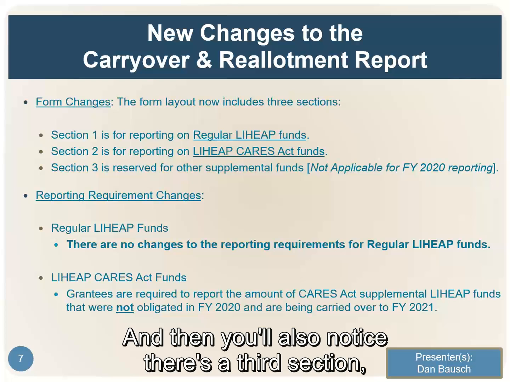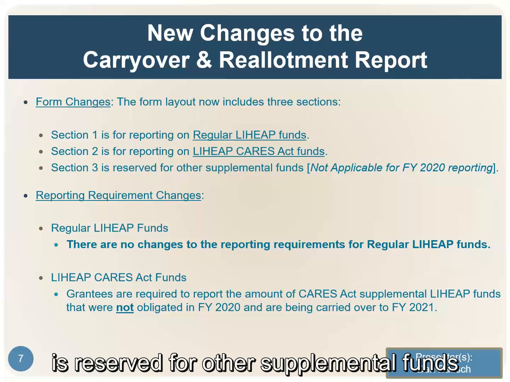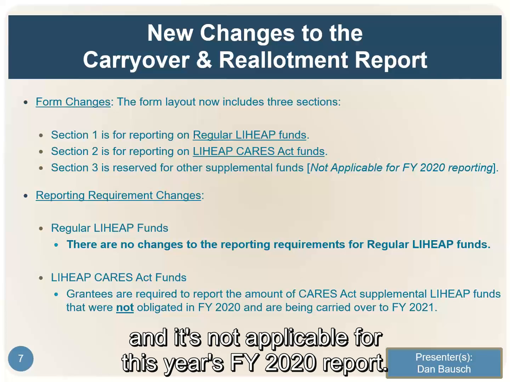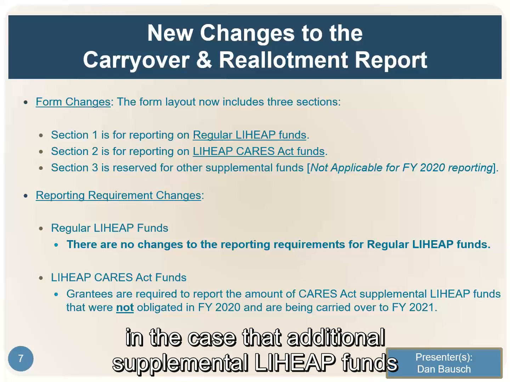And then you'll also notice there's a third section in the form, but that third section is reserved for other supplemental funds and is not applicable for this year's FY 2020 report. That's not able to be edited, and it's reserved in the case that additional supplemental LIHEAP funds get issued.